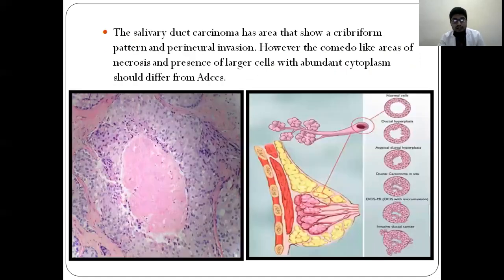And the second one is salivary duct carcinoma. Here you can see a differentiating factor histopathologically. See, this is called comedo-like necrosis. You can see it in salivary duct carcinoma, not in adenoid cystic carcinoma. From that, you can differentiate both the lesions.